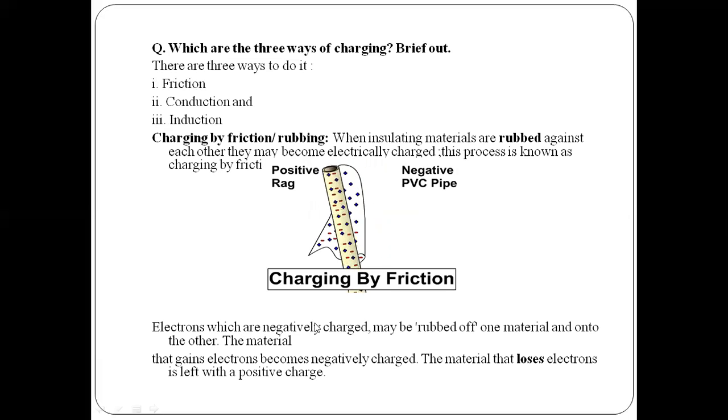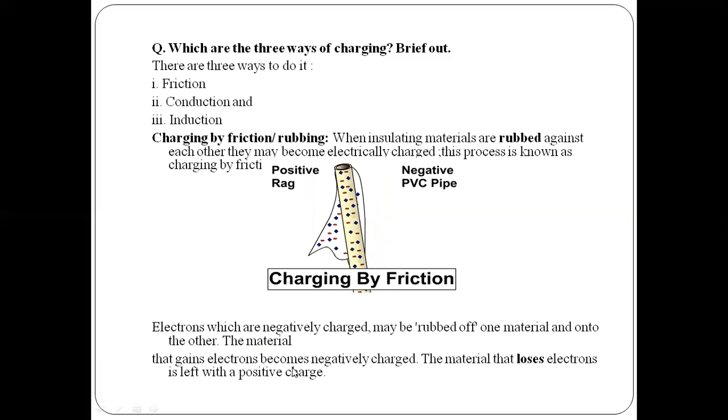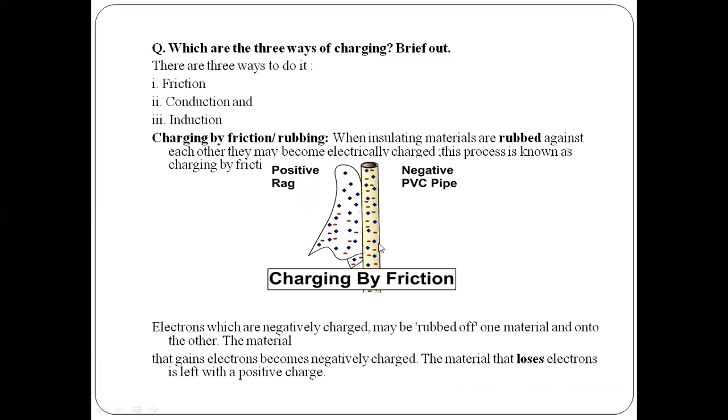Electrons which are negatively charged may be rubbed off one material and onto the other. The material that gains electrons becomes negatively charged. The material that loses electrons is left with positive charge. Here, if that old cloth loses electrons, it becomes positively charged, and the PVC pipe becomes negatively charged.